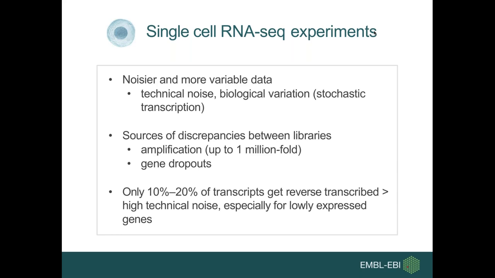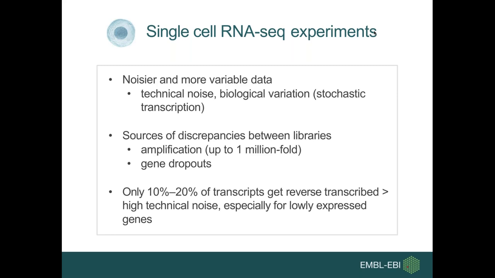In general, single cell sequencing experiments produce much noisier and a lot more variable data than bulk sequencing. Some of this is due to technical noise and technical issues, such as the introduction of biases or errors during amplification. And some of it is due to actual biological variation, due to the stochastic differences in transcription in each individual cell.